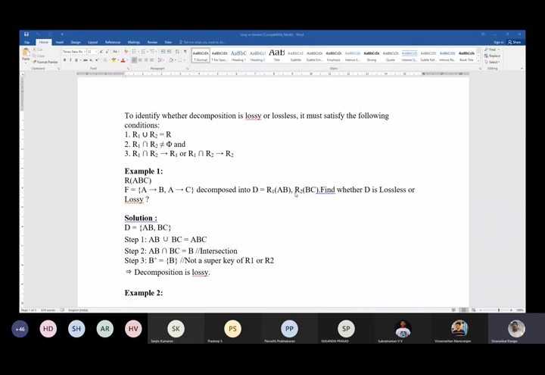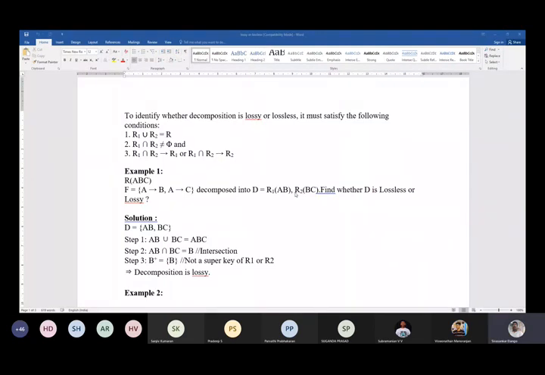Last class we studied this closure property, whereby you will be able to identify all the other elements determined by an element. So here B closure is going to be only B. So B cannot determine AB, and B cannot determine BC, right? So we say that the decomposition is a lossy decomposition, right? So hope you can follow this, right?